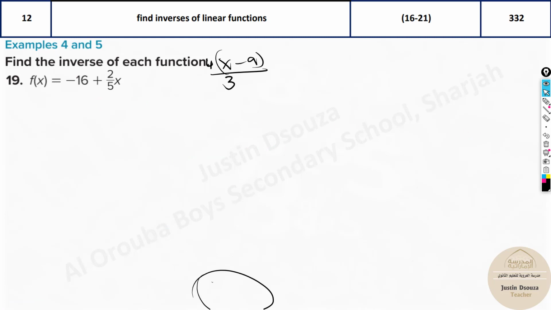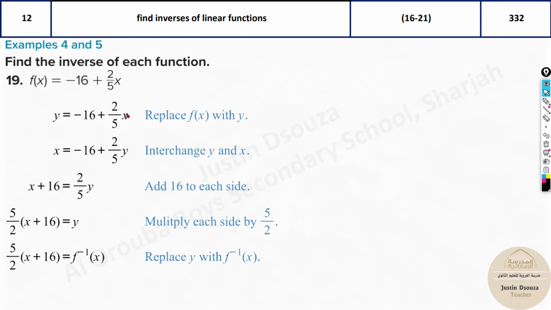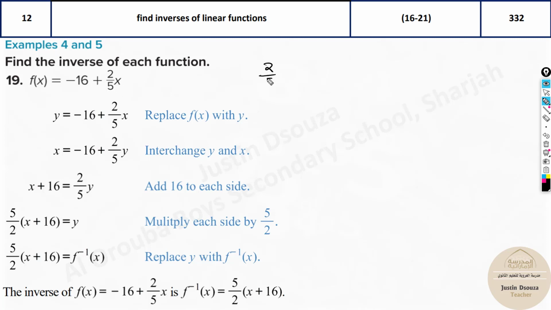Same thing over here, you can directly think of the inverse, or you can do it in the steps and finally get the answer. Over here, I would personally prefer to keep this x term first, then write the numbers. So it will be x plus 16, and now this 5 goes up, 2 comes down. So it's 5 by 2, x plus 16. Let's check the answer. Yes, that's the answer. Direct inverse: inverse means plus becomes minus, this 2 by 5 becomes 5 by 2, or multiplication becomes division.